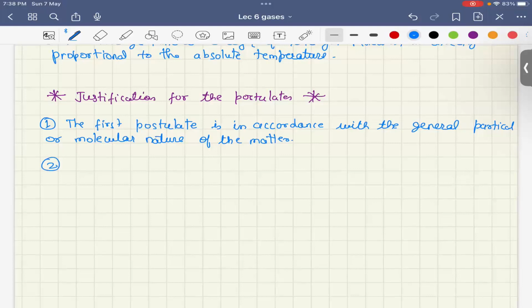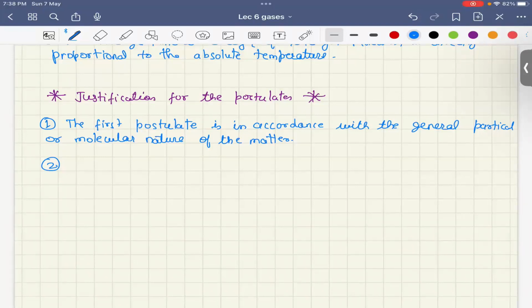The second one is the well-known fact that gases are highly compressible and they also have the tendency to expand indefinitely. This fact clearly supports the second postulate, which was that the molecules are separated from one another by very large distances, right? So when pressure is applied, the intermolecular distances decrease, and as a result, the volume of the gas decreases.